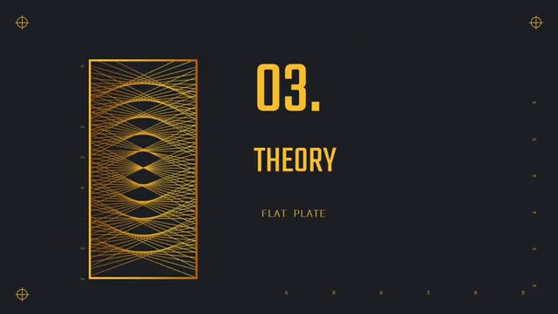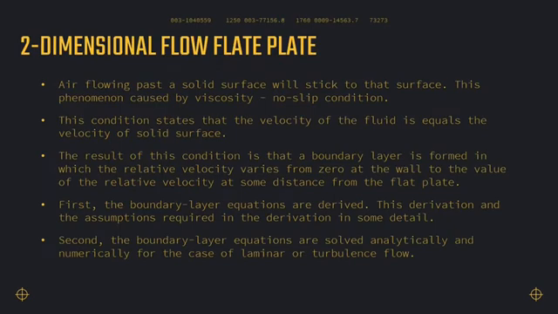Next is theory. Two-dimensional flow over a flat plate: air flowing past a solid surface will stick to the surface. This phenomenon caused by viscosity is described by the no-slip condition. This condition states that the velocity of the fluid at the solid surface equals the velocity of the surface. The result of this condition is that a boundary layer is formed, in which the relative velocity varies from 0 at the wall to the value of the relative velocity at some distance from the flat plate.